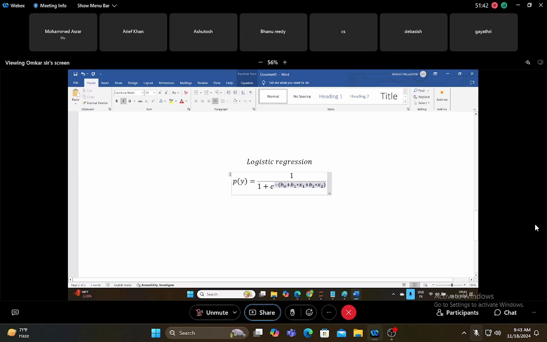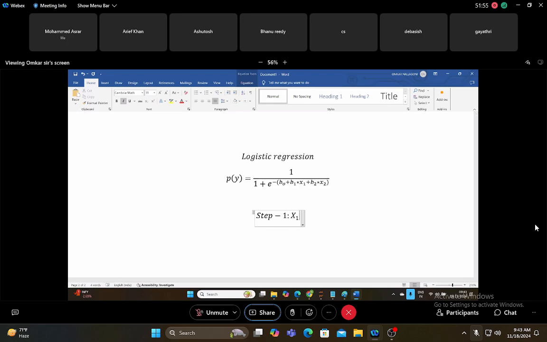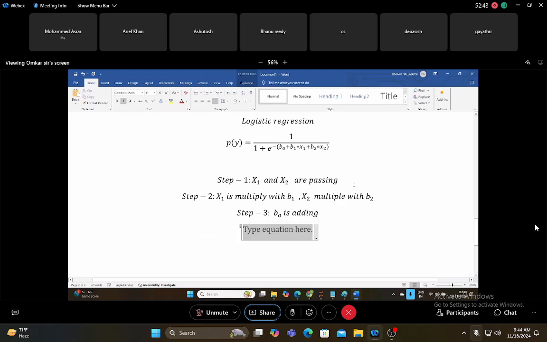First, what will come? Step number 1, regression will form. X1 is the input and X2 is the input, they are passing. Step number 2, while they are passing, X1 is multiplied with beta 1 and X2 is multiplied with beta 2. Then step 3, one more term is also added. What is step 3? Bias B0 is added.